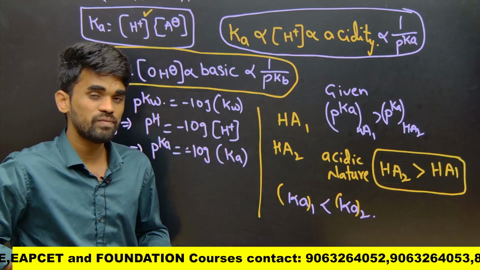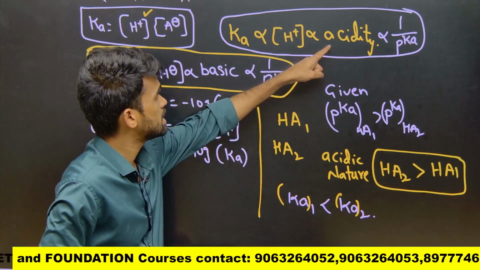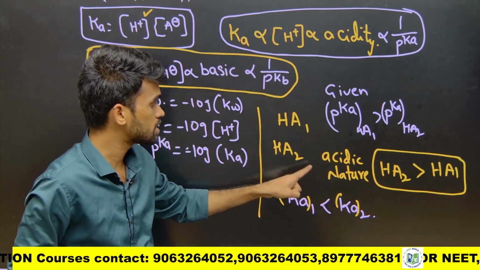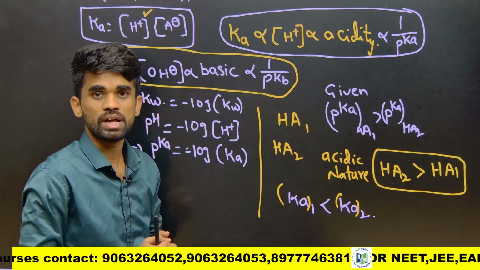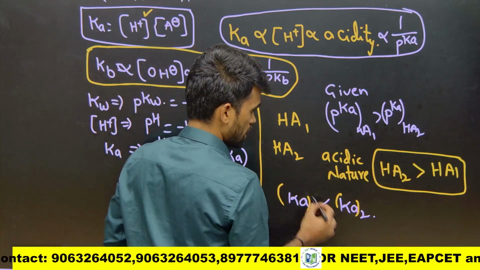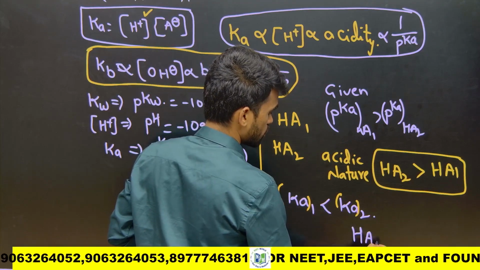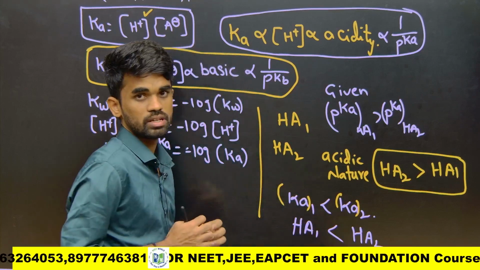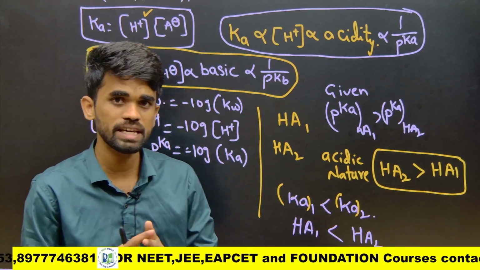Now tell me, which is the stronger acid? Acidity is directly proportional to the Ka value, right? So Ka2 has a greater value, therefore it is more acidic. So you can say HA2 is a stronger acid than HA1. Like this you can understand this topic. I hope everything is clear.